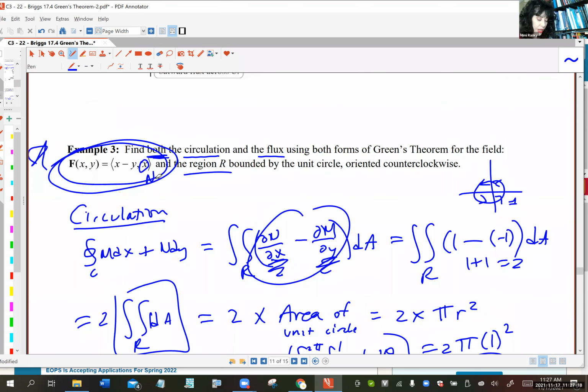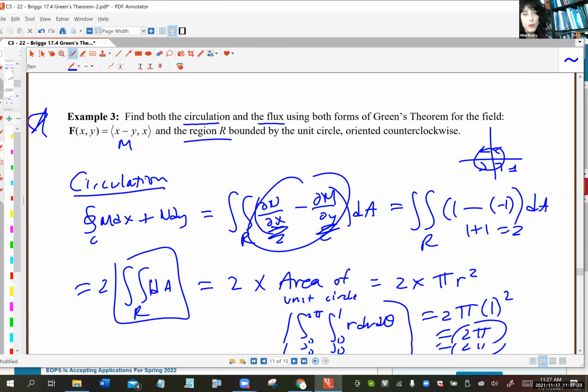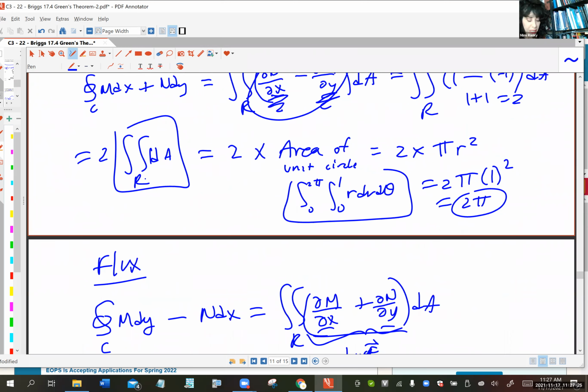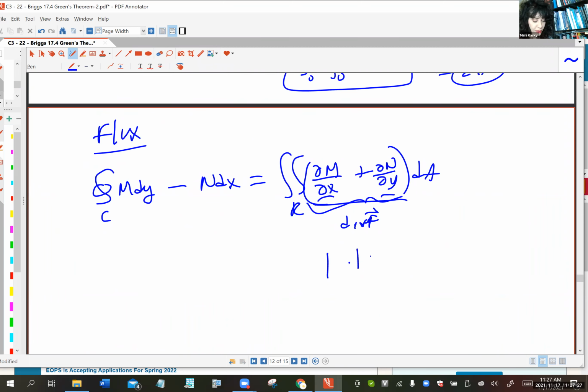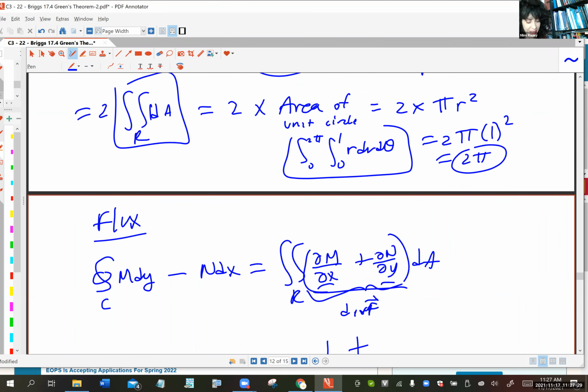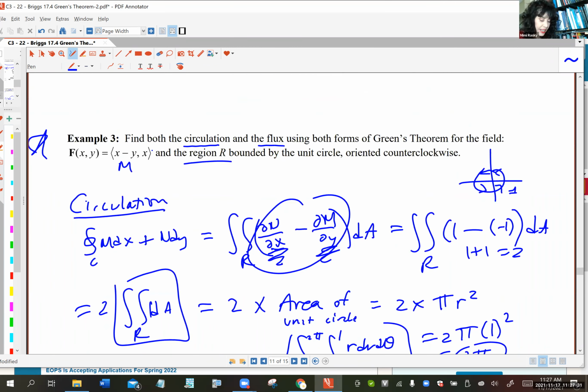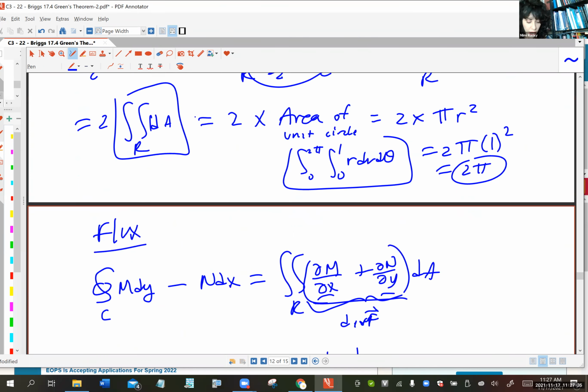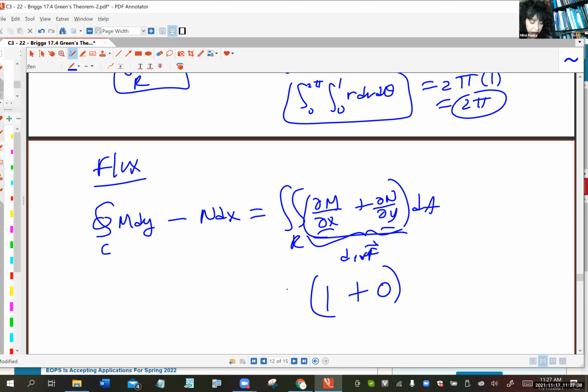Okay, so let's go ahead and get dM/dx. Well, M is x minus y. So the derivative of x minus y with respect to x is 1. Now be careful, this isn't going to be the same. Okay, now dN/dy, since N is just x, when you differentiate x with respect to y, big news here, it's just 0.